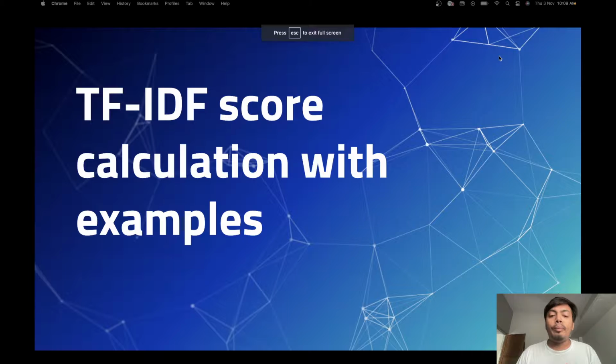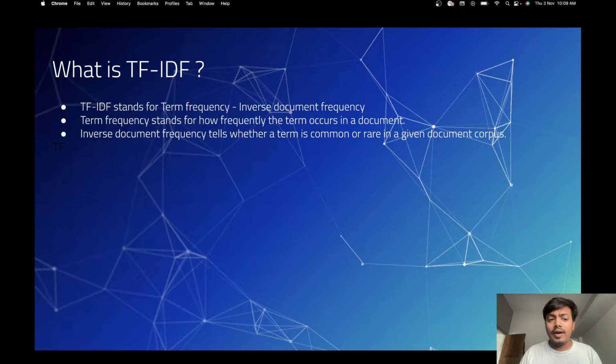Now, before moving towards the example, let's understand in short what exactly TF-IDF is. TF-IDF stands for term frequency, inverse document frequency. It's a combination of these two statistical terms, term frequency being one and inverse document frequency the other. We'll be multiplying these two terms to get the value of TF-IDF.